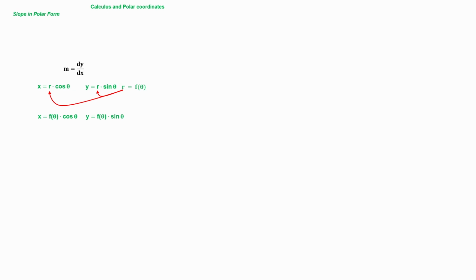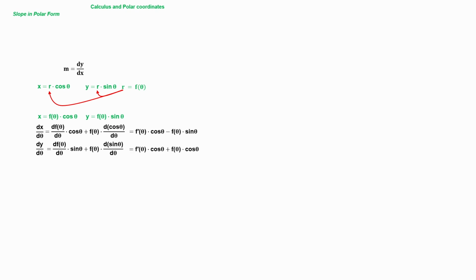The slope of the tangent line is given by dy/dx. We treat our conversion equations as parametric equations, where theta is the parameter. Then we find the derivative of y and x with respect to theta. We may use the product rule for derivatives to calculate each derivative. After that, we divide them to obtain the slope in polar form.